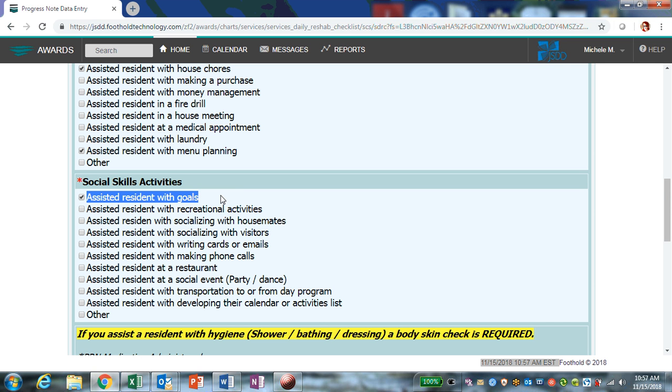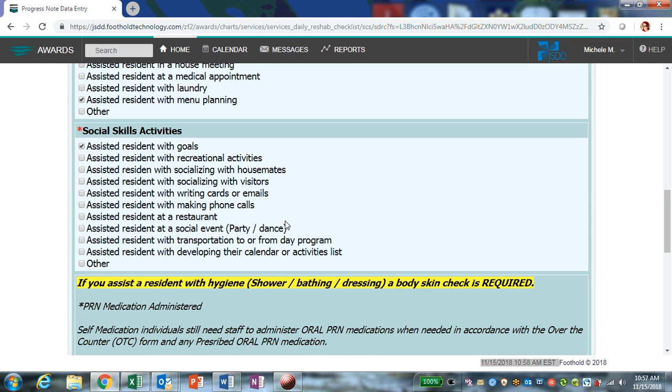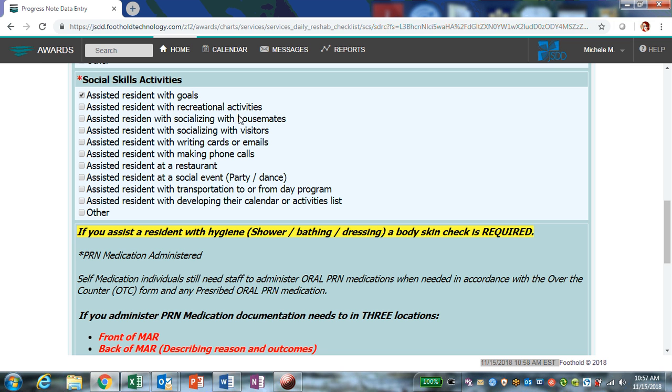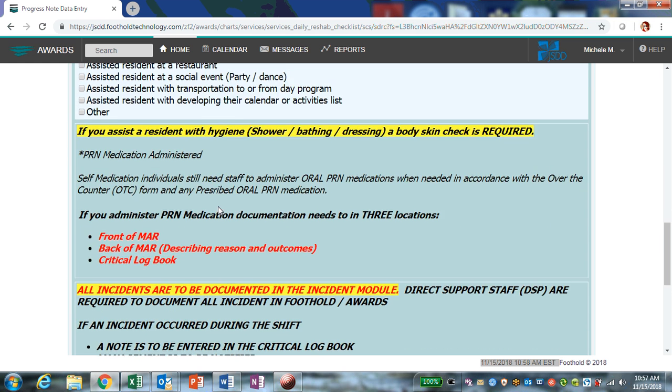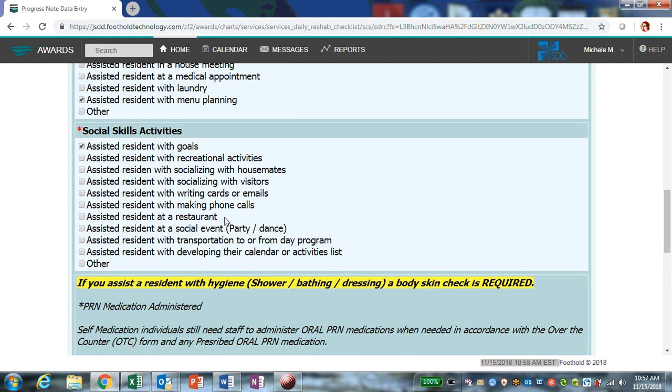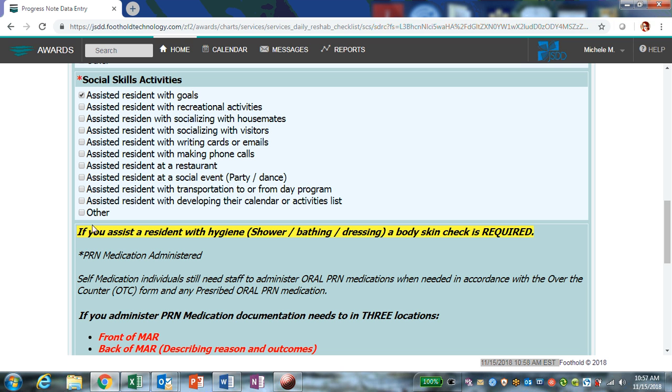Okay. Assist resident with recreational activities. Assist resident with socializing with housemates. That's as simple as breakfast time. Hey, how are you? Good morning. I'm getting ready to go to program. Oh, you look nice today. Things like that. Okay. Did you sleep well? All these things. That's socializing with housemates for the overnight shift. Assist resident with writing cards or emails. So, let's see. Yes, okay. I already went over that. All right. Assist resident developing their calendars and then other.